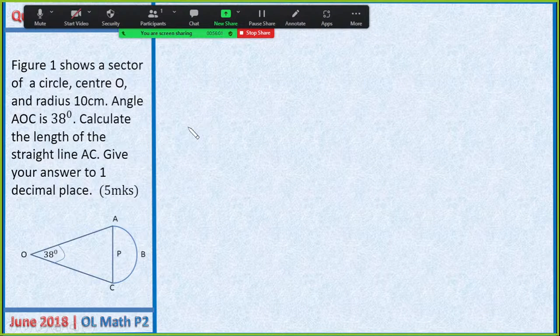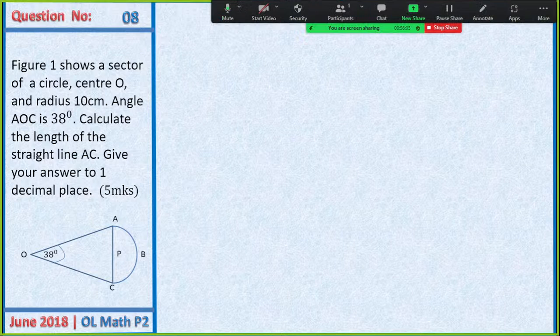Okay, the next question is question 8. Figure 1 shows a sector of a circle with center O and radius 10 centimeters. Angle AOC is 38 degrees. Calculate the length of the straight line AC. Give your answer to one decimal place.